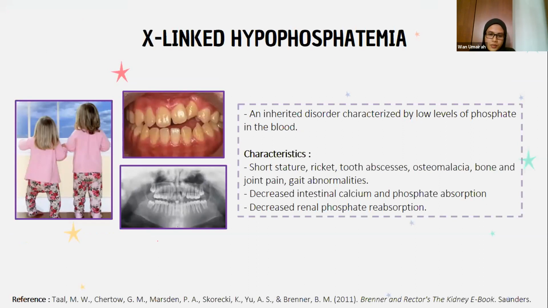Other characteristics can be decreased intestinal calcium and phosphate absorption and decreased renal phosphate reabsorption. So when the blood levels of phosphate become abnormally low, the bone mineralization becomes impaired, thereby leading to the weakening of the bones and osteomalacia.